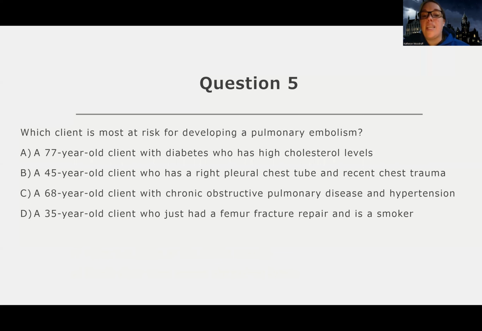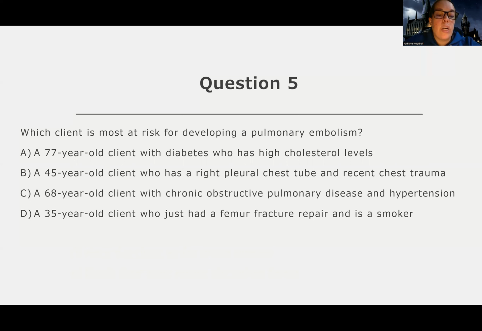They have diabetes and high cholesterol. Now, diabetes and high cholesterol can lead to blood vessel issues, but I don't know about it specifically leading to clotting issues, where you're actually more likely to form a clot. So I don't think that person has any major risk factors, at least.